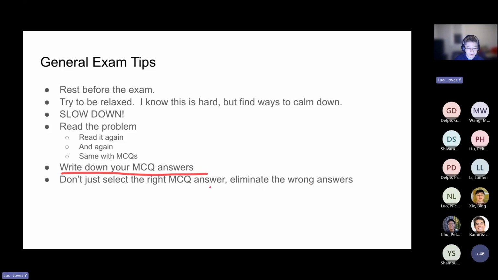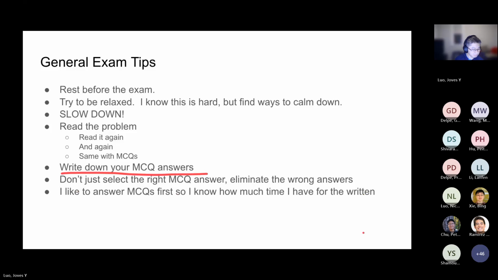Don't select the right multiple choice answer. Eliminate the wrong answers. There are going to be times when you read the list of answers and the first one will sound really good and then you'll answer and you'll move on. But the second one's going to sound even better, or the third one's going to be like the perfect answer. So just read them all and eliminate the wrong ones before you move on to the next question.